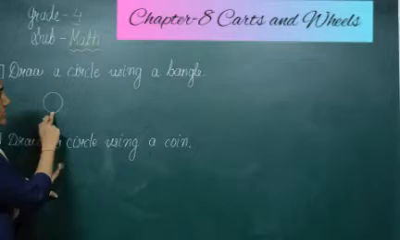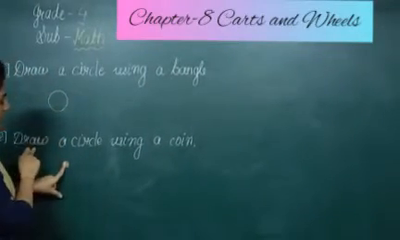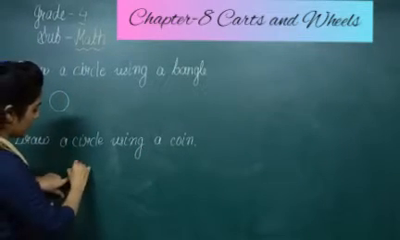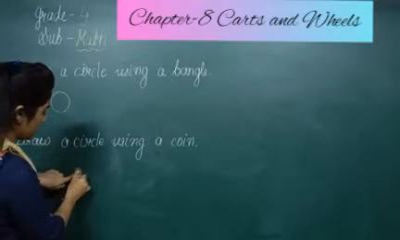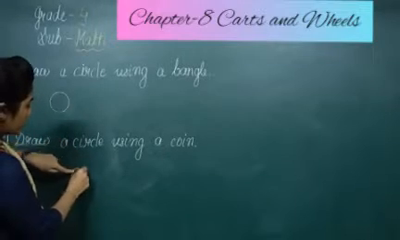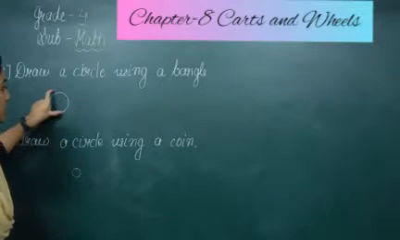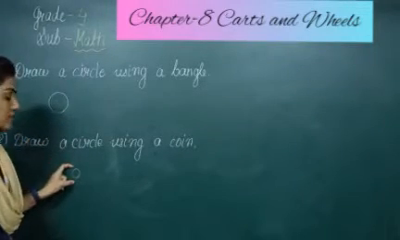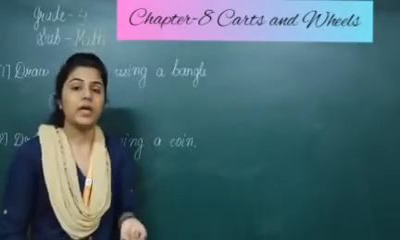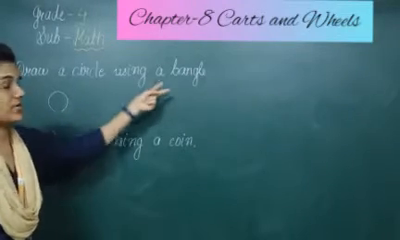See, I have drawn this circle by using a bangle, but I have taken here the cap of a bottle. And the second one is to draw a circle using a coin. So I am using a coin of 10 rupees, and I am drawing that circle with this coin. See, you can see the different sizes of circles we have drawn. This circle is a little bit bigger than this circle, and this circle is small, because both sizes are different.